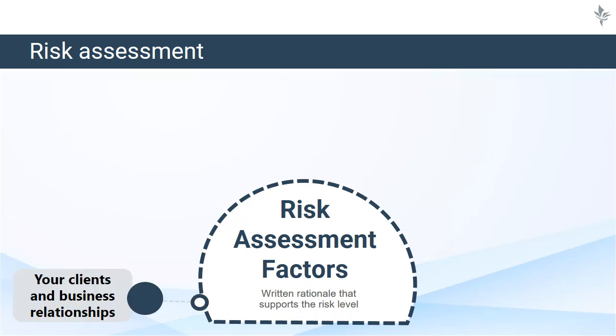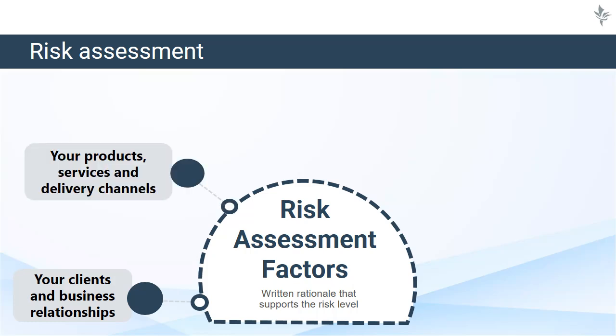1. Your clients and business relationships, including their activity patterns and geographic locations. For example, who are your clients? Do you serve a specific category of clients? Do any of your clients have a connection to a country that has weak money laundering and terrorist financing controls? 2. Your products, services, and delivery channels.